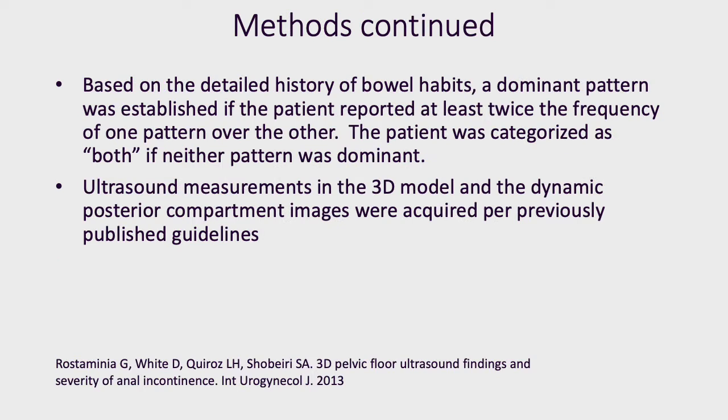Patients were categorized as having fecal urgency incontinence, dominant fecal incontinence, if urgency incontinence events occurred twice as frequently as passive fecal leakage events. Patients were categorized as having passive fecal leakage, dominant fecal incontinence, if those events occurred twice as frequently as fecal urgency incontinence events. If neither pattern was dominant, patients were categorized as having both types of fecal incontinence patterns.